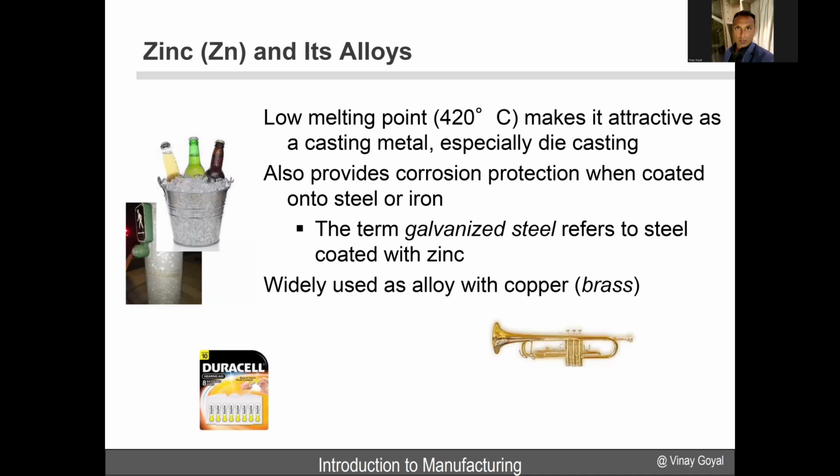Zinc has a very low melting point, which makes it very nice because you can make a lot of castings out of it. It also provides corrosion protection when coated onto steel or iron. The term used typically here is galvanized steel, which refers to steel coated with zinc. It's widely used as an alloy with copper, like brass, for example.